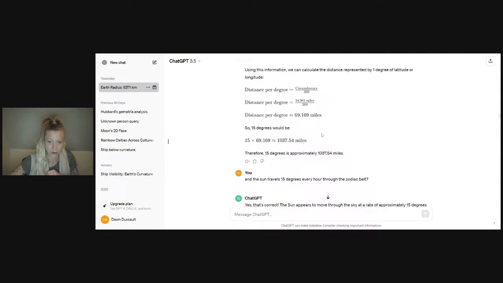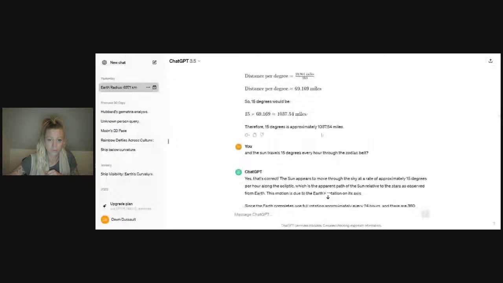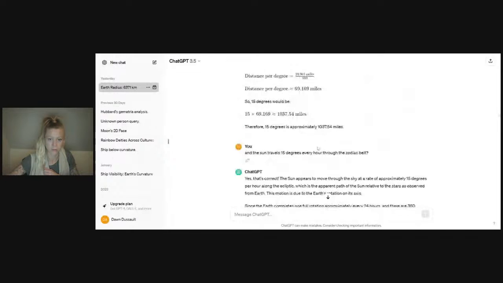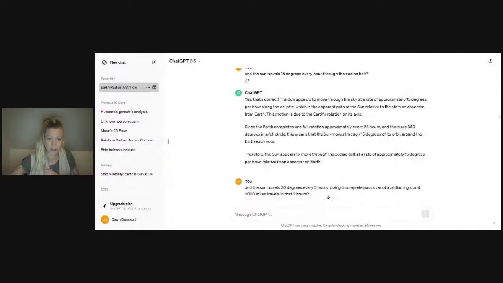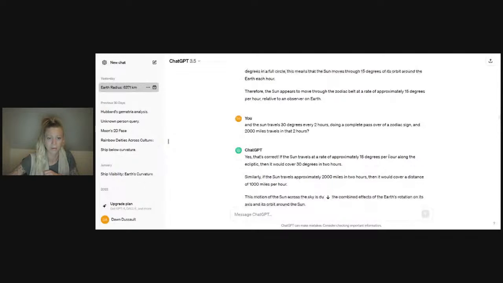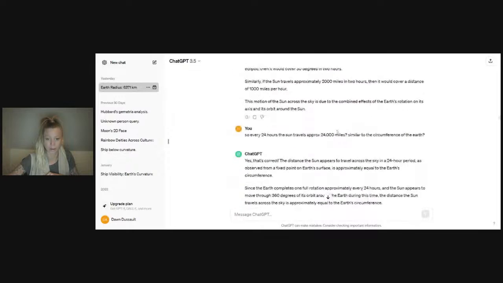So again, I'm just reiterating, how many degrees is 50 degrees? How many miles? And again, approximately 1,000 miles. And the sun travels 15 degrees every hour through the zodiacal belt. That's correct. And the sun travels 30 degrees every 2 hours doing a complete pass over a zodiac sign, and 2,000 miles traveled in that past hour. So I'm just showing you what these are. I'm just confirming with you.